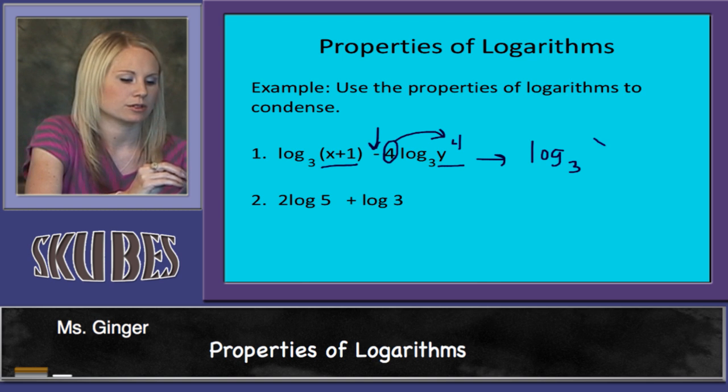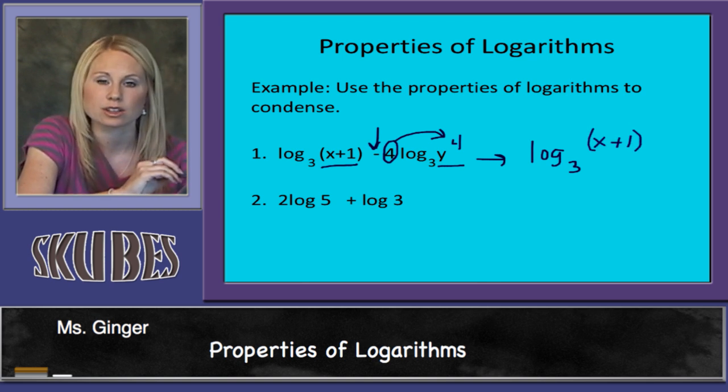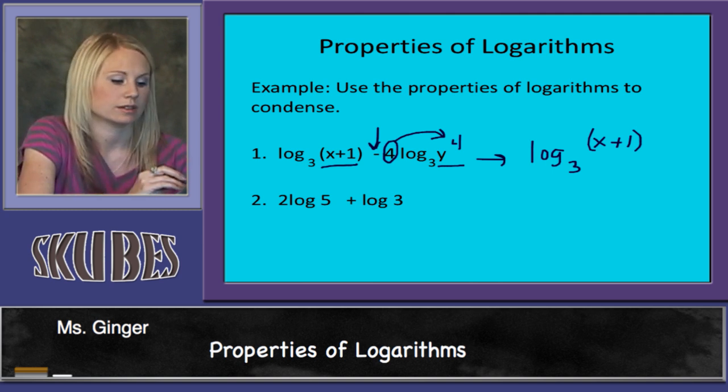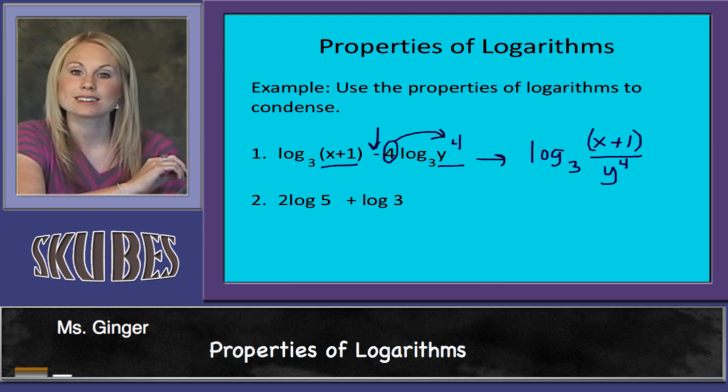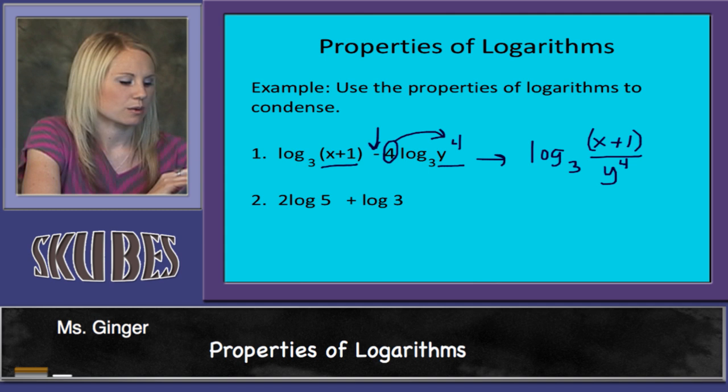Alright, so I'm going to take my first term, whatever's sitting there, whether it's more than one thing, a fraction, an ugly decimal, whatever's there, that's going to be on top, divided by y to the 4th. There we have our condensed expression. Right, let's try it one more time.